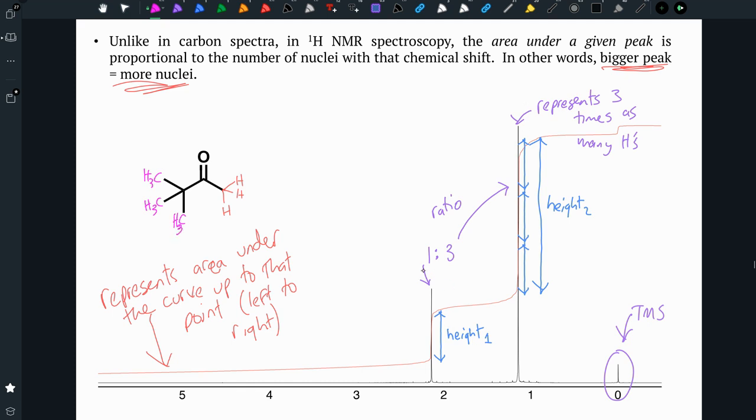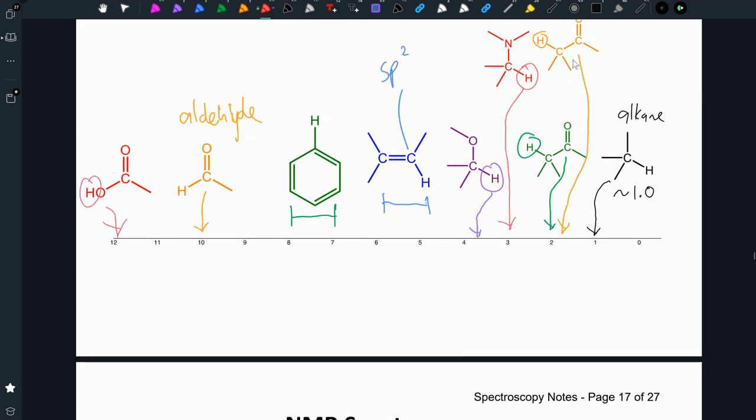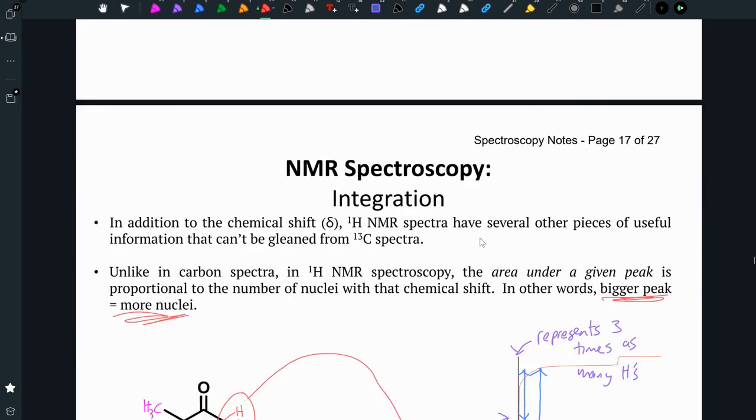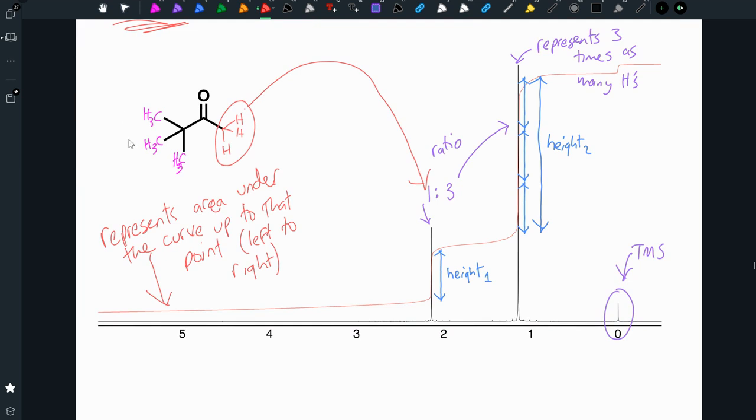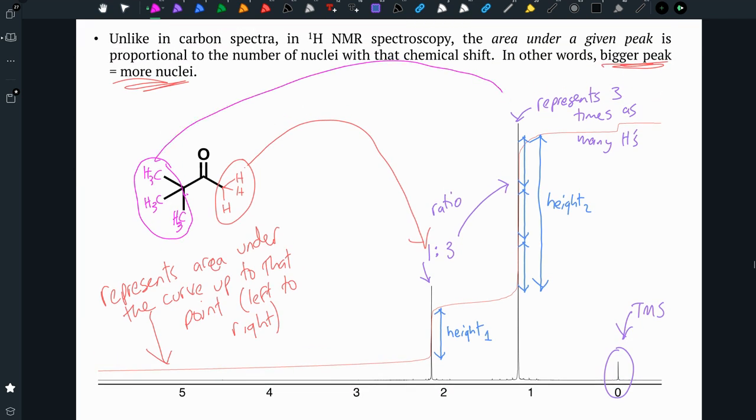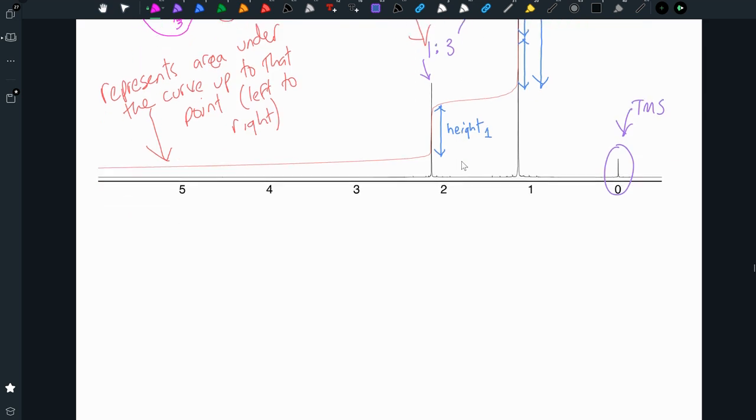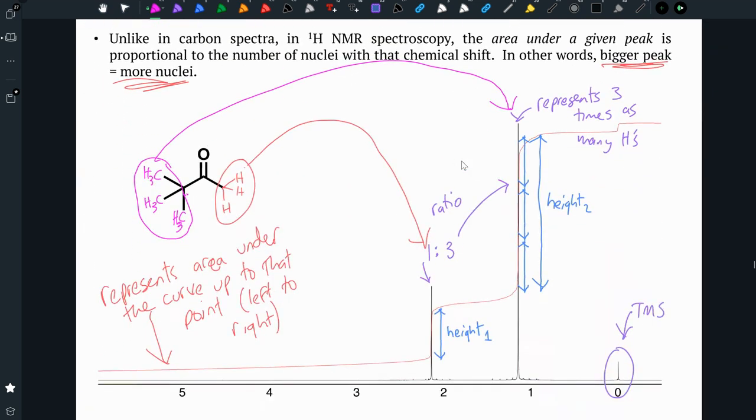So my first peak with the height of 1 represents these 3 hydrogens. Note they're on a carbon neighboring a carbonyl carbon, which we said would show up around 2, which they did. And then my other peak, these hydrogens are farther away from any electronegative atoms. They show up closer to the baseline of 1, and the peak is 3 times as high. So that integral tells us how many protons to expect in our different groups.